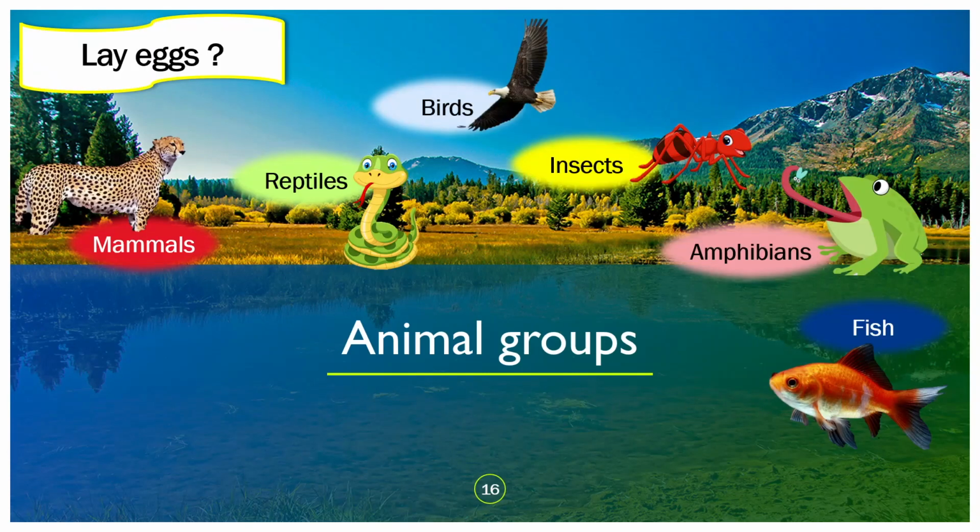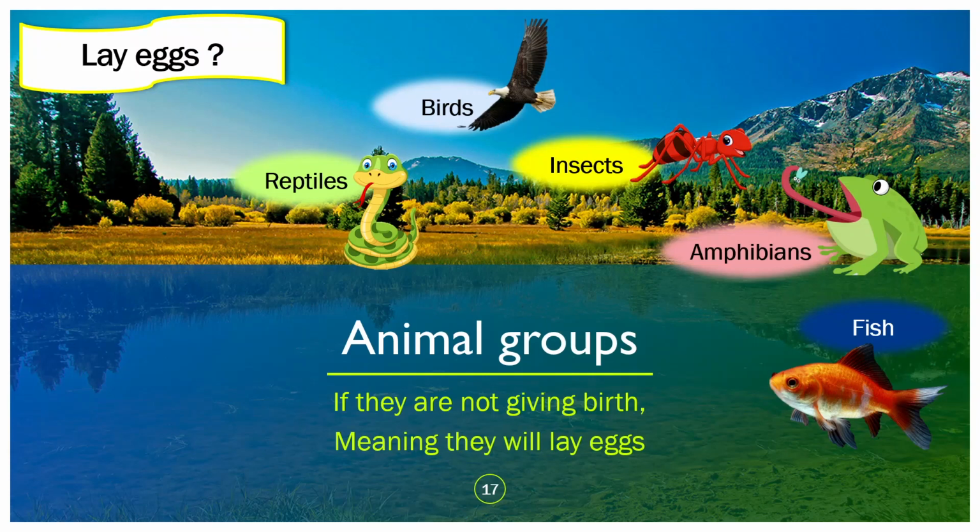How about laying eggs? Like I mentioned before, if that animal gives birth, meaning that they won't lay eggs for their babies. So just now, the one that gives birth is only the mammals. Now, who lays eggs? All these five are laying eggs for their babies: reptiles, birds, insects, amphibians, and fish.